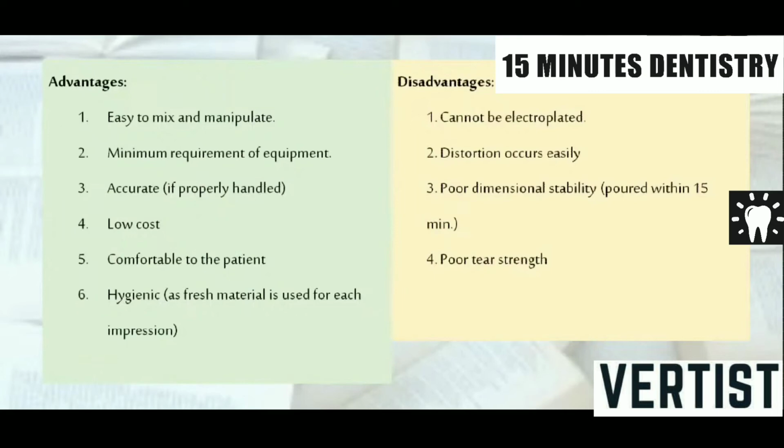But you cannot electroplate this impression material because it has syneresis and imbibition properties: it absorbs water, so once you put it in the electrobath, it will absorb water and change dimension. So distortion occurs easily. That is one more problem with this material, so you have to pour immediately.